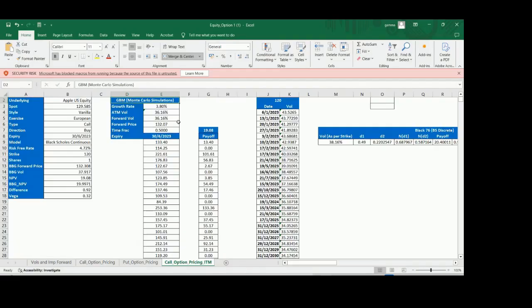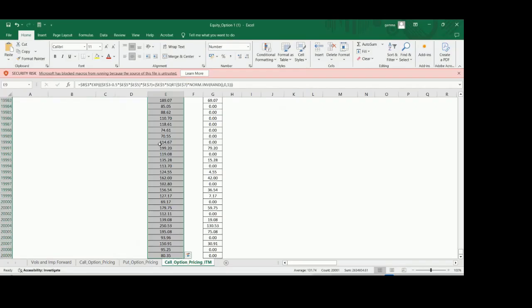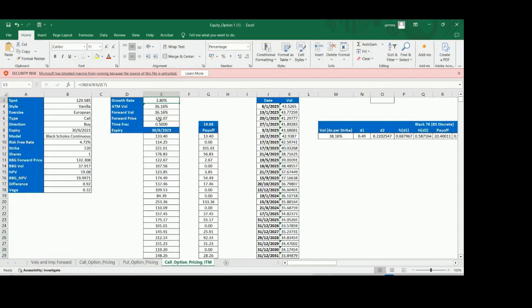And one thing, when I'm saying why we have to simulate using ATM, if you see, our implied forward price is 132.07 as of this maturity, 30 June 23. And if you simulate using ATM, the average of your simulation should be very close to the implied forward. This is how you check, this is how you ensure that your simulation is correct.